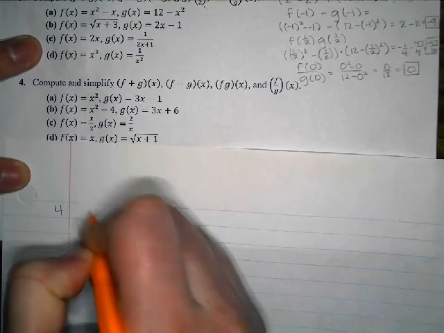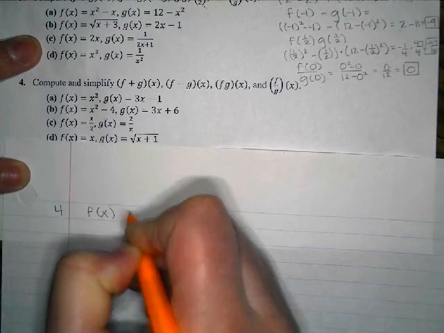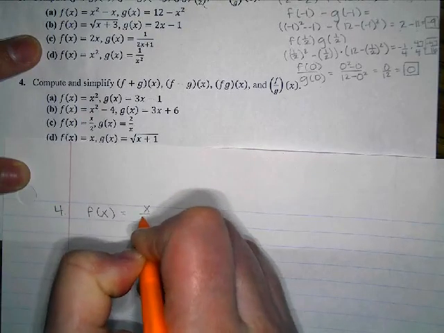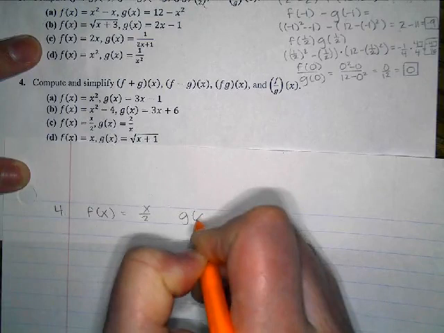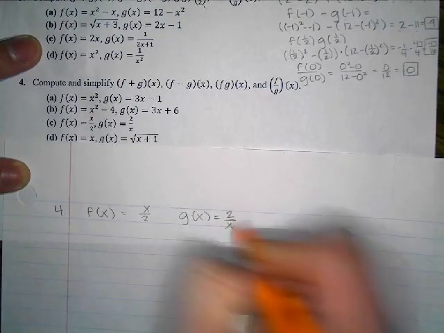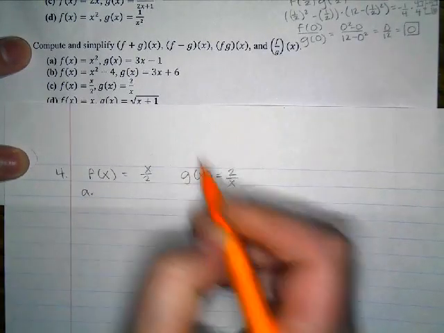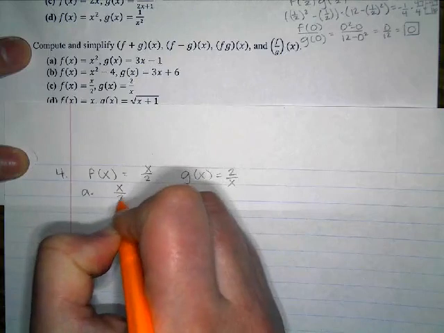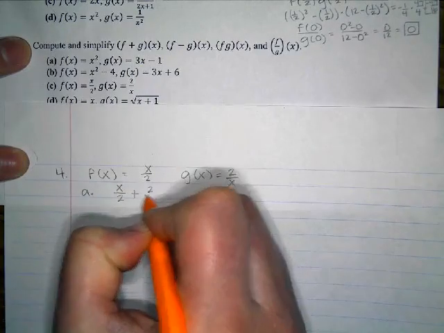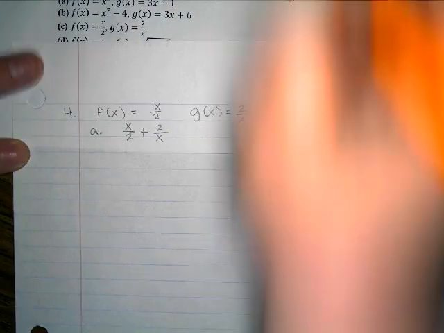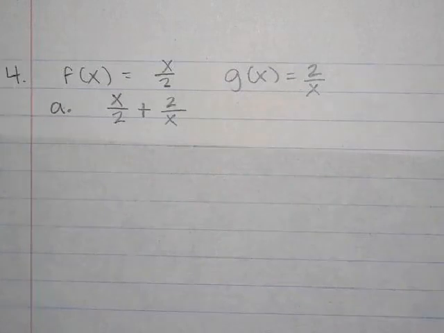So for number 4, our f of x is x over 2. Our g of x is 2 over x. And for a, they're asking us to add them together. So we have to do x over 2 plus 2 over x. And right now, those two fractions are not ready to add together because when you add two fractions, they have to have the same denominator. So what would the common denominator be if one denominator is 2 and the other denominator is x?